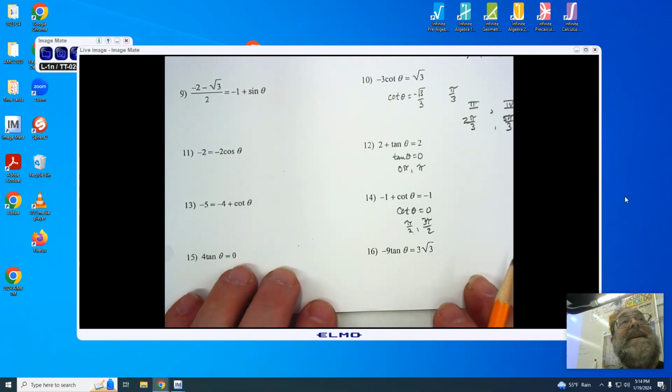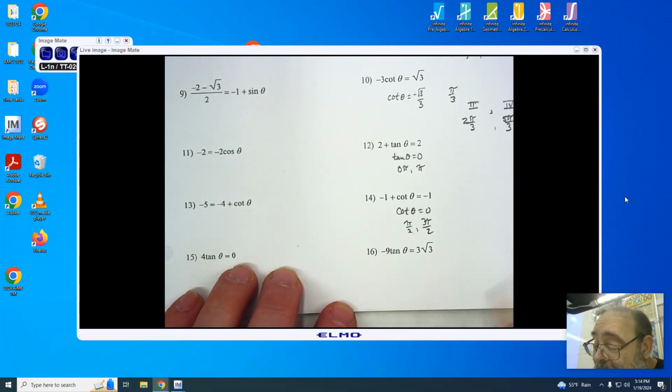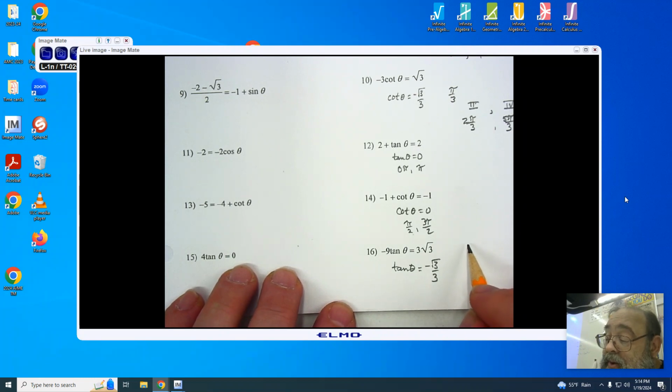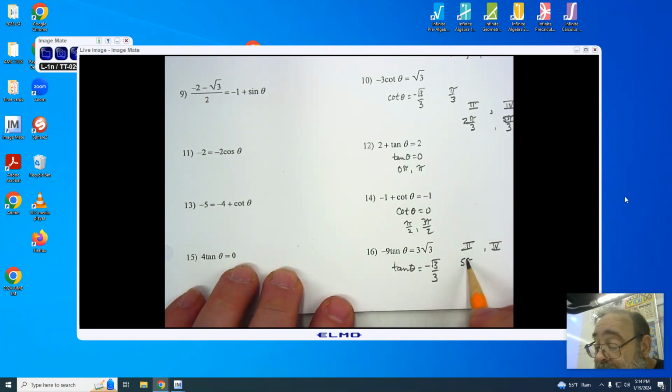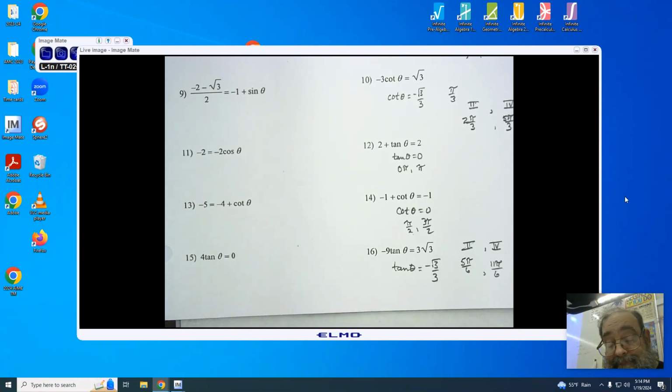Continuing with number 16, dividing both sides by -9. I end up with my tangent of theta equal to -√3 over 3, and this is at the reference angle pi over 6. Tangent, just like cotangent, is negative in the second and the fourth quadrant, and as a result, I am looking at, once again, 5 pi over 6 in the second quadrant, and then 11 pi over 6 in the fourth quadrant. And that's my first side.